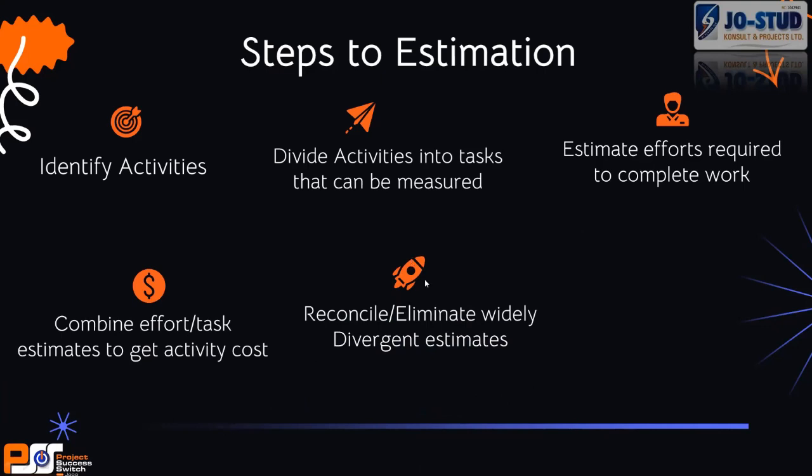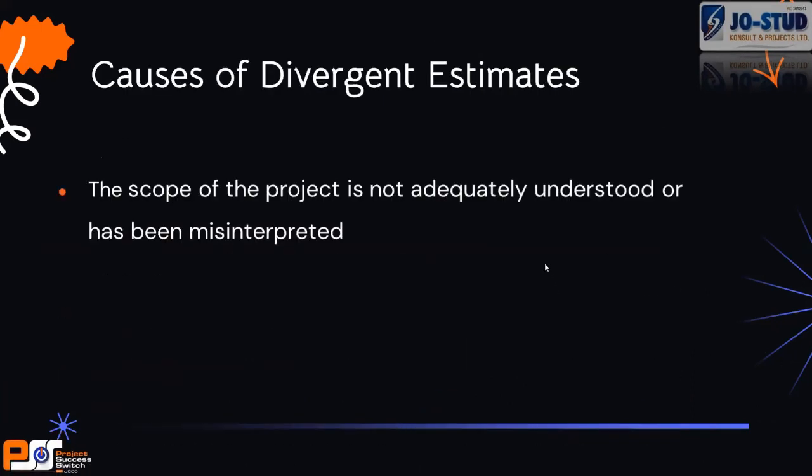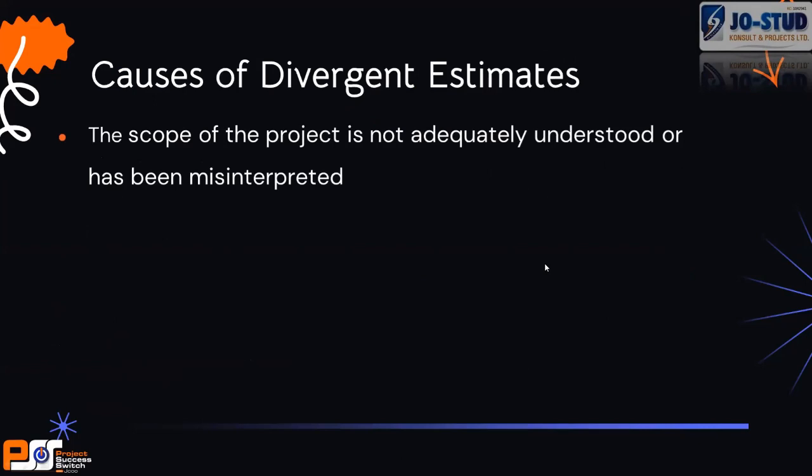Then you must reconcile and eliminate widely divergent estimates. I will explain divergent estimates later. Determine the cause of the divergence. What can be the cause of divergence? Mr. Ini was asking me earlier what may be the reason why my analogous estimate may be very far from the bills of quantity. These are some of the reasons.